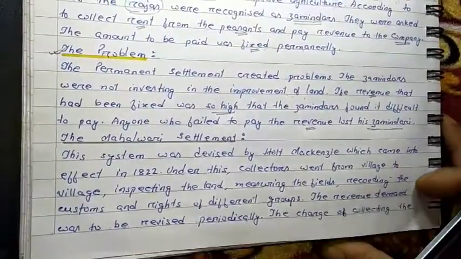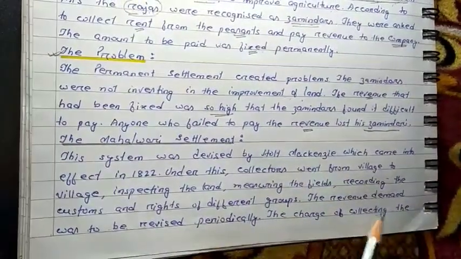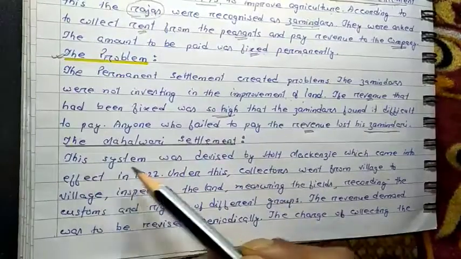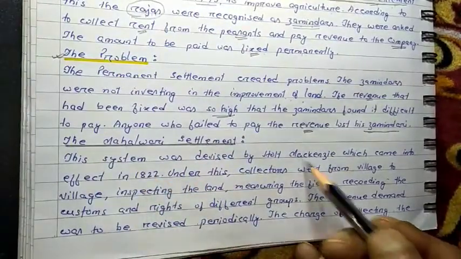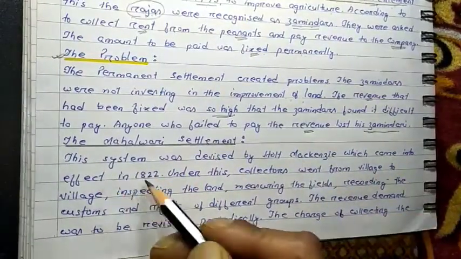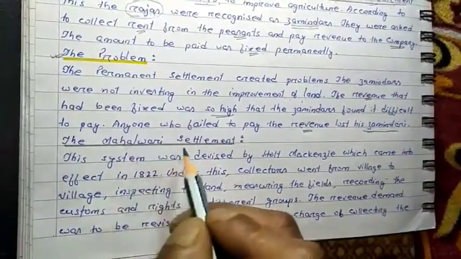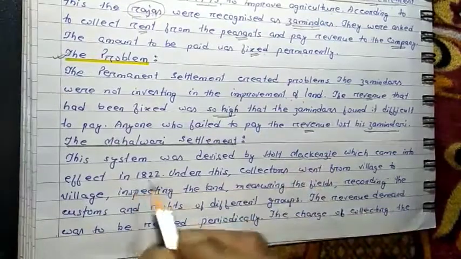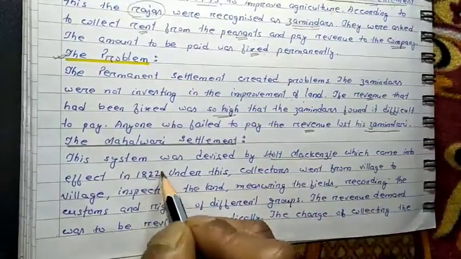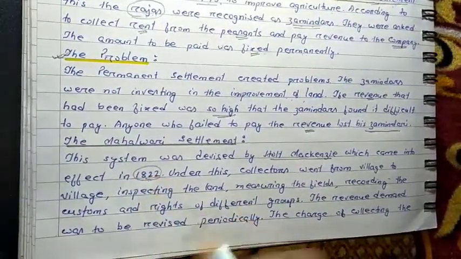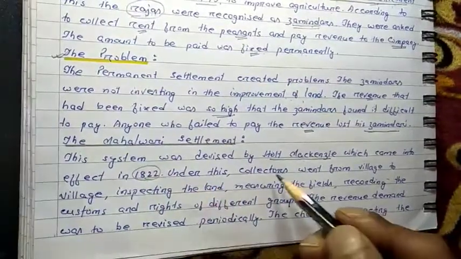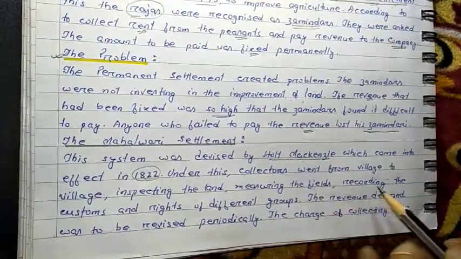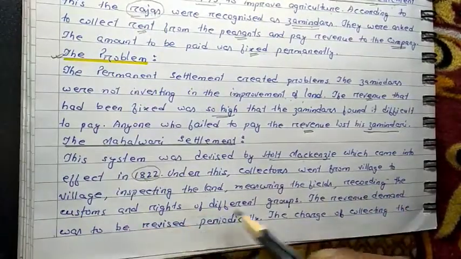Another system or settlement was introduced by the East India Company, known as the Mahalwari Settlement. This system was devised by Holt Mackenzie, and it came into effect in 1822. Under this system, collectors went from village to village, inspecting the land, measuring the fields, and recording the customs and rights of different groups.